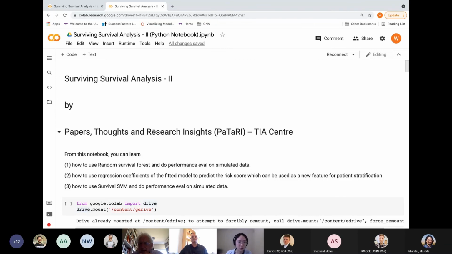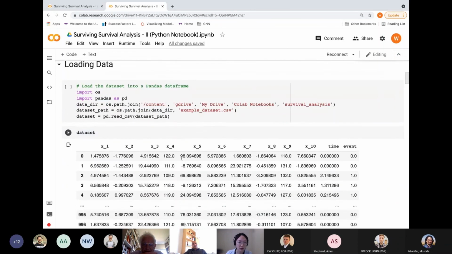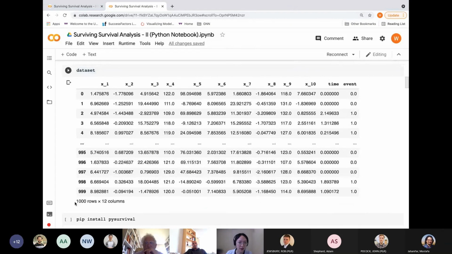Okay, so I will show you how to use Python to do this random survival forest and also survival SVM in the survival analysis, and how to do this performance evaluation on the simulated data. So here we still use the same data set, which has 1,000 subjects, and each subject has 10 features, and also the time and the event information.